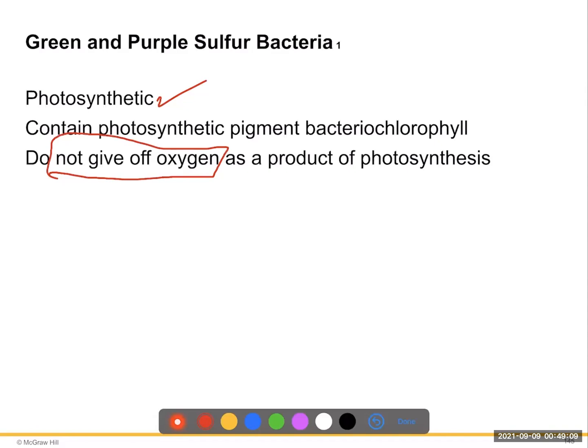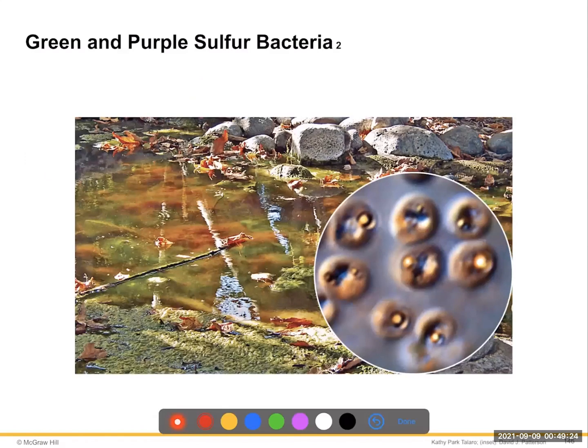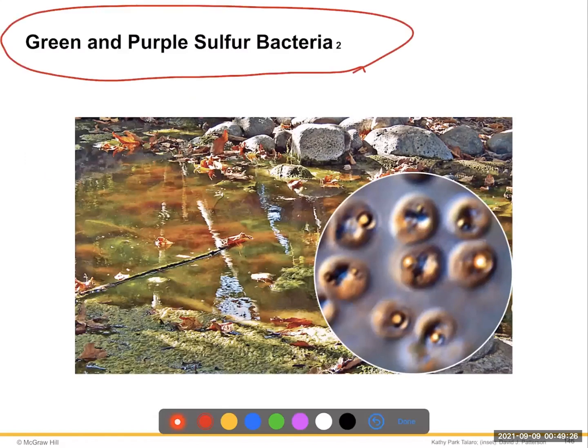Now, trees and plants in the eukaryotes, they give off oxygen as a byproduct. Okay, they use carbon dioxide and water to turn into glucose and oxygen. That's trees. Green and purple sulfur bacteria live on the surfaces of ponds, and they produce their own energy from the sunlight.